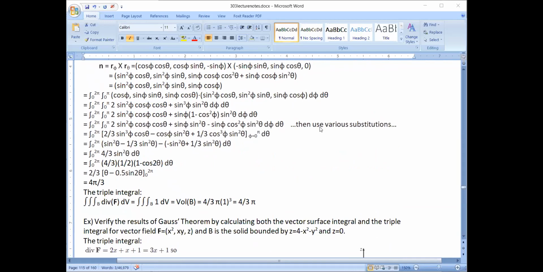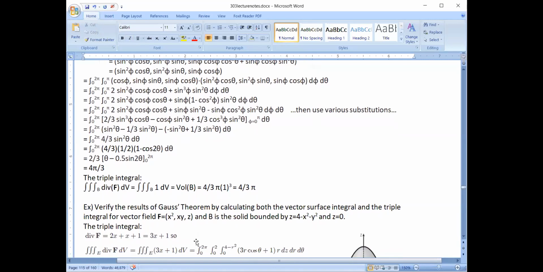So let's set it up and do the calculation. So first, the triple integral. Now I'm going to do the triple integral first. So we need the divergence of f. So here's f. And then d/dx of x squared is 2x. d/dy of xy is x. And then d/dz of z is 1. So the divergence is just the sum of those, so 3x plus 1.